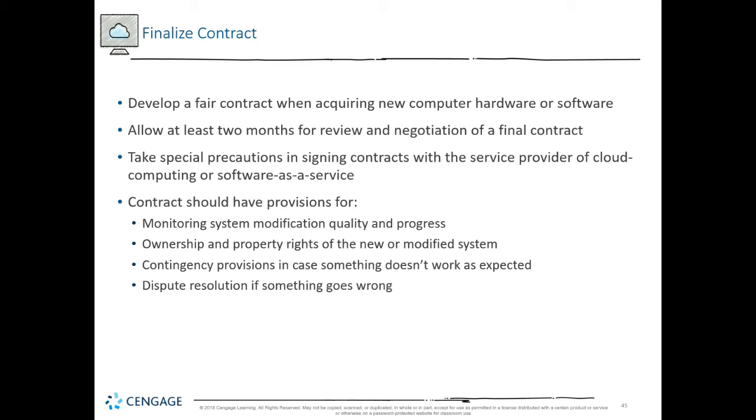Contracts should have provisions for monitoring system modification, quality, and progress; ownership and property rights of the new or modified system; contingency provisions in case something doesn't work as expected; dispute resolution if something goes wrong; and integration testing, types of testing, integration system volume testing, and user acceptance testing.